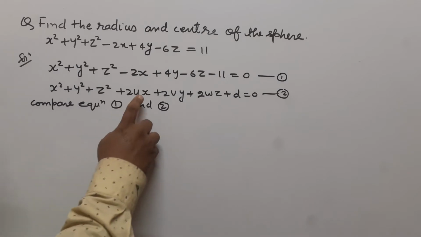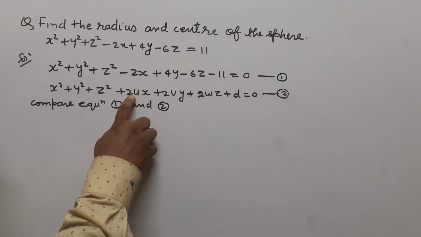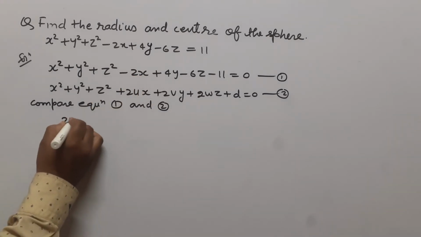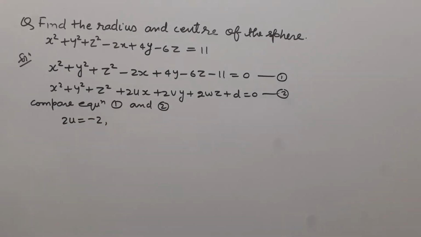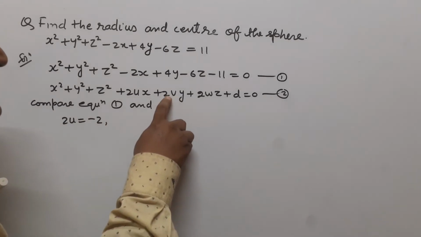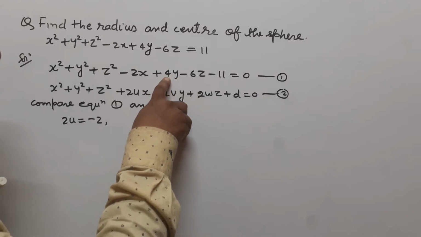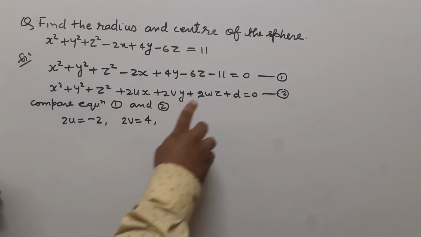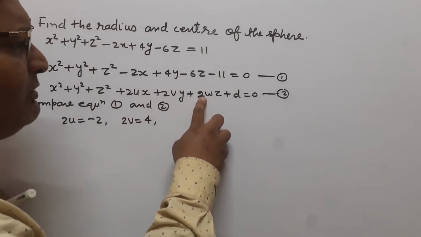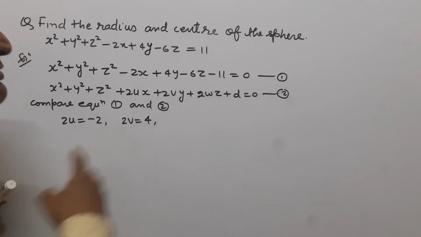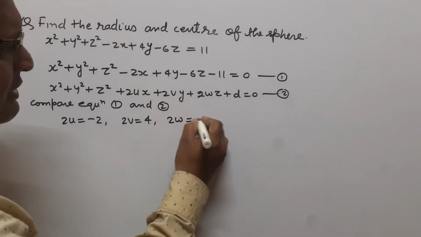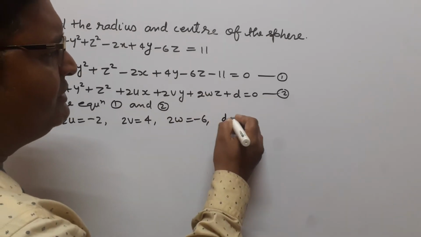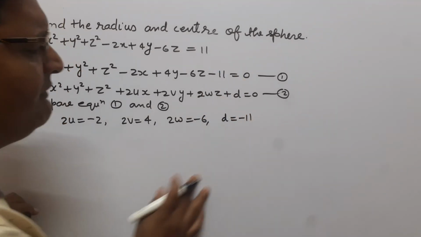Here we can see in the second equation the coefficient of x is 2u, and in the first equation the coefficient of x is −2. So 2u = −2. Similarly, in the second equation the coefficient of y is 2v, in the first equation it is 4, so 2v = 4. Similarly, the coefficient of z in the second equation is 2w, and in equation 1 it is −6, so 2w = −6. And the constant term is d in the second equation, and the constant term in equation 1 is −11.